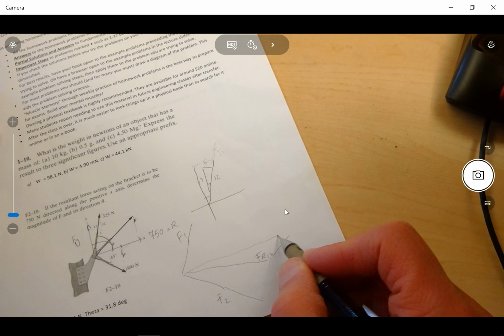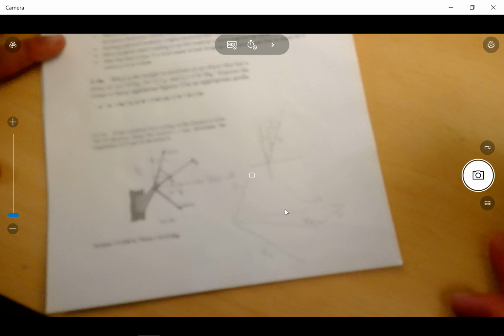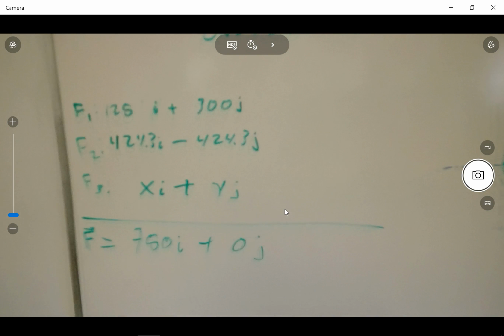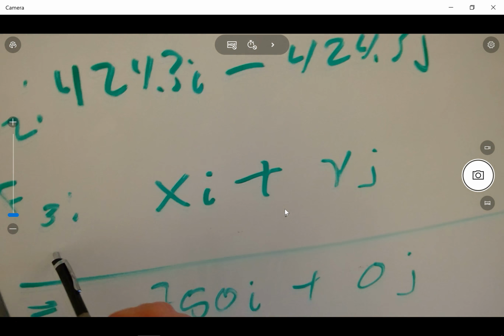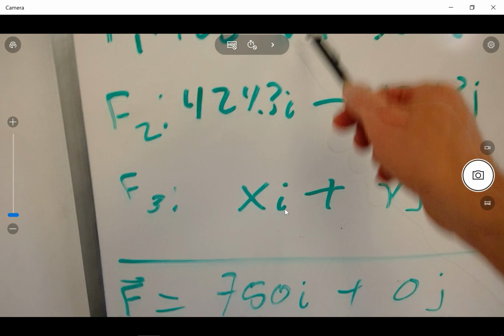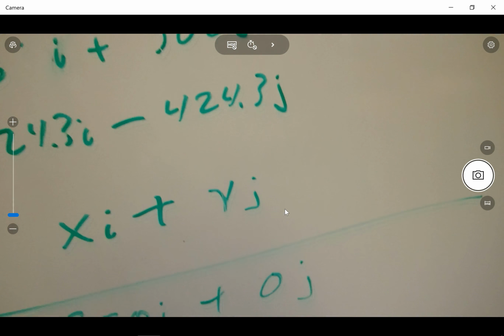So we could do another resultant vector with F3 and F1 and 2. You could do it that way, with two resultants. Or, like Jose did the second time, let's just turn F3 into a Cartesian vector, x and y. The sum of all these three things in x has to be 750. The sum of all these three things in y has to be 0.